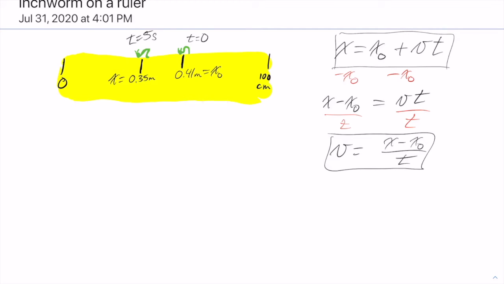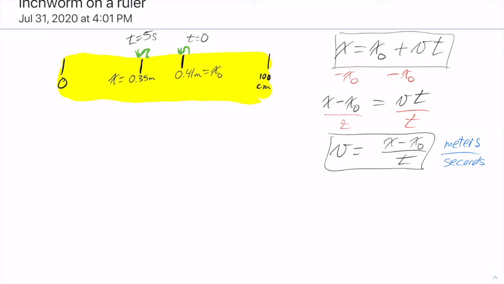Now that means that, first of all, I can check that the units are right. On the top, if I look at units, x and x naught are both in meters, so that means it's okay to subtract them from each other. You can only add or subtract things if they have the same units. And then t is in seconds. So we have meters over seconds, meters per second. That's the correct units for velocity.